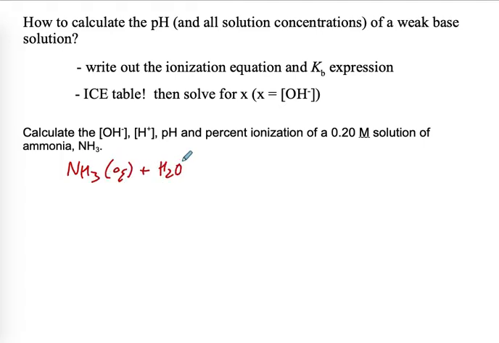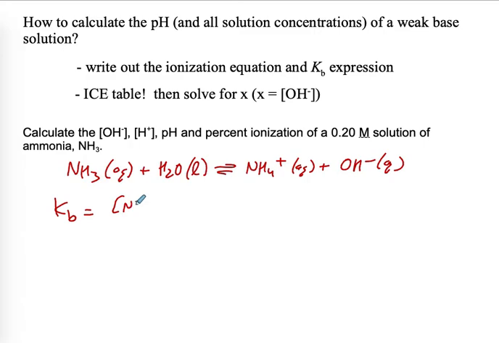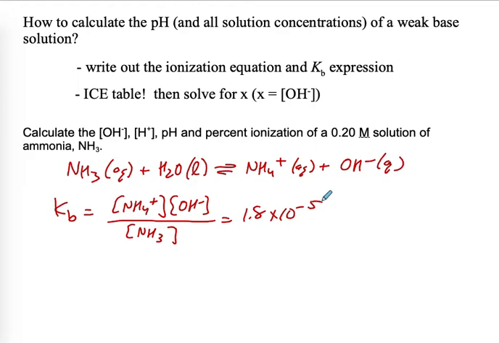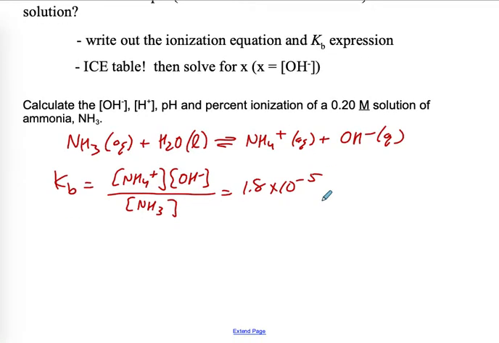Ammonia reacts with water to form the ammonium cation plus the hydroxide anion. Kb is equal to the product of the concentration of the ammonium ion and the hydroxide ion divided by the concentration of unionized ammonia, which is equal to 1.8 times 10 to the negative fifth. I got that from the table of Kb values. As we did before, I'll set up my ICE table. Here's ammonia.